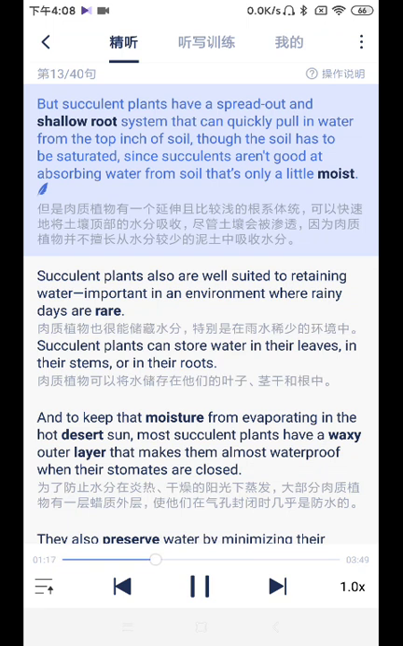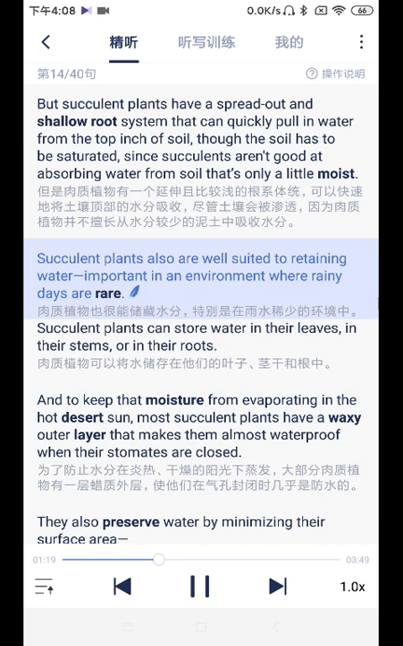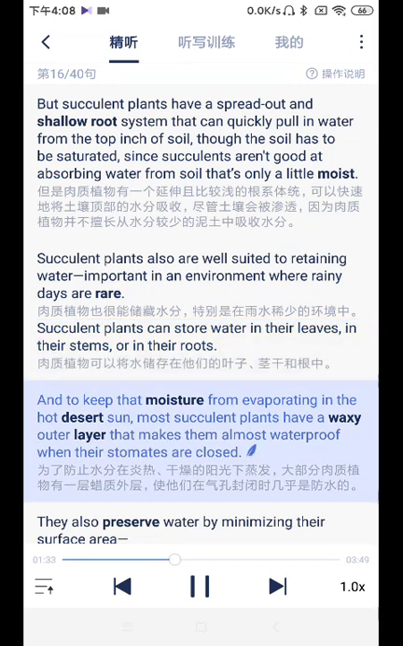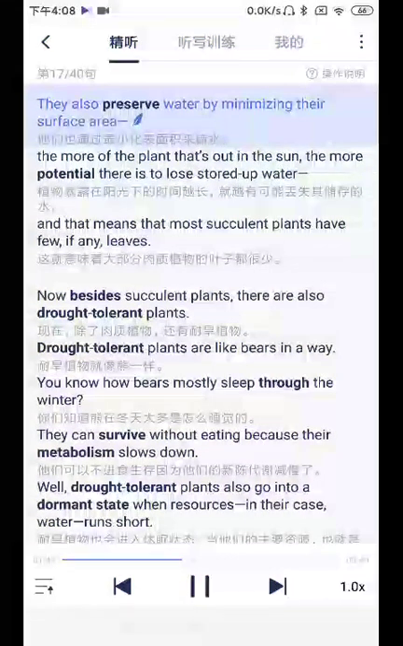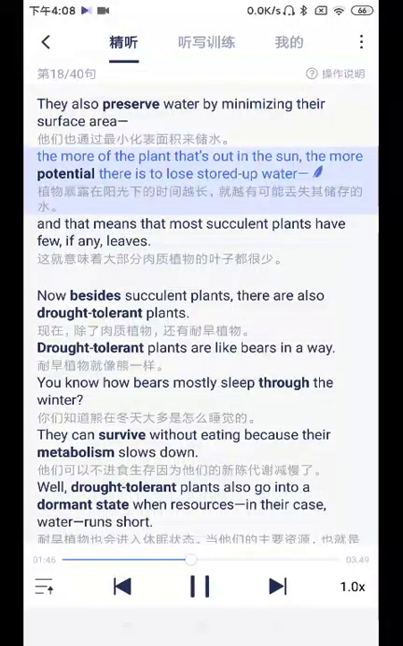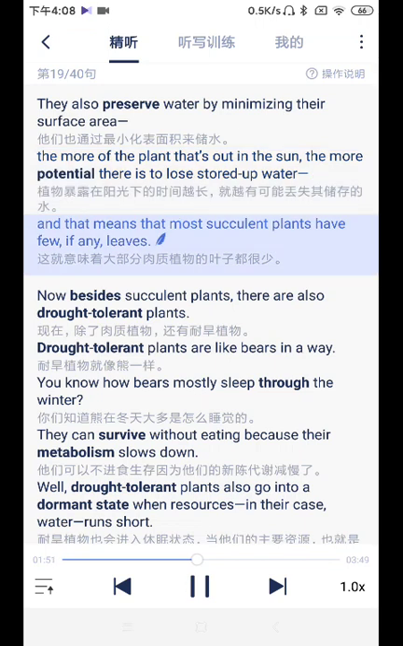Succulent plants also are well suited to retaining water, important in an environment where rainy days are rare. Succulent plants can store water in their leaves, in their stems, or in their roots, and to keep that moisture from evaporating in the hot desert sun, most succulent plants have a waxy outer layer that makes them almost waterproof when their stomates are closed. They also preserve water by minimizing their surface area. The more of the plant that's out in the sun, the more potential there is to lose stored up water. And that means that most succulent plants have few, if any, leaves.